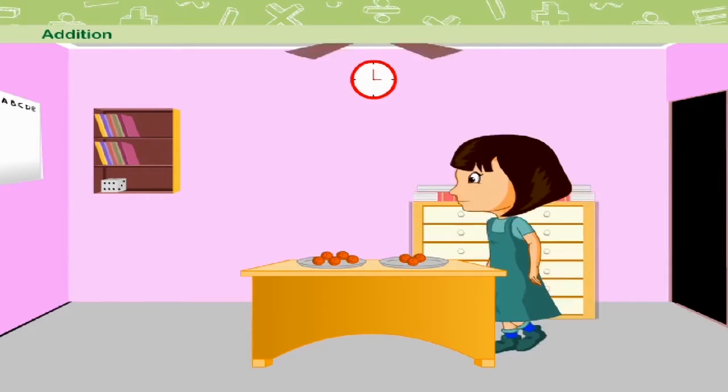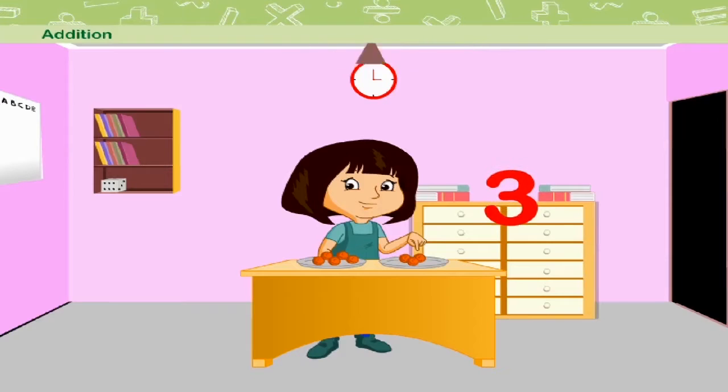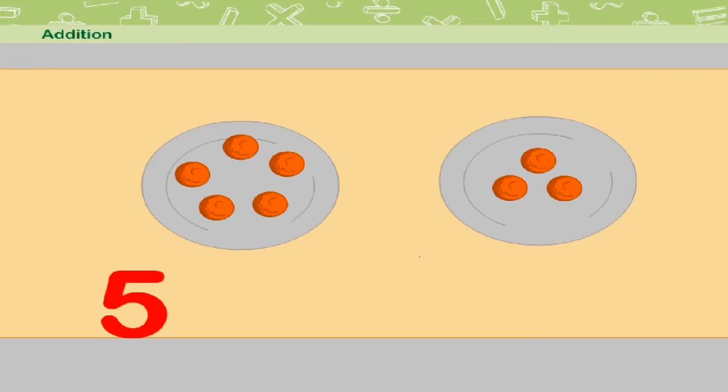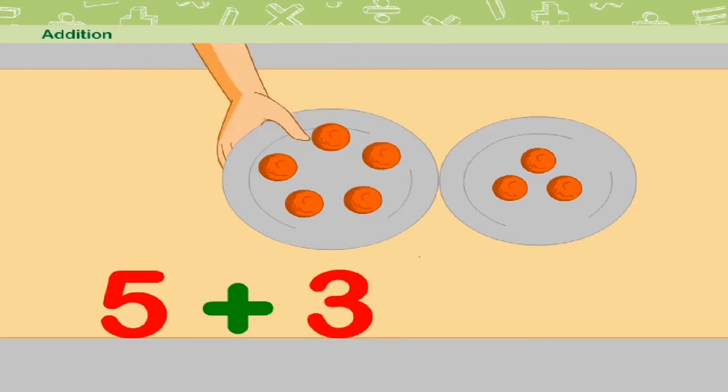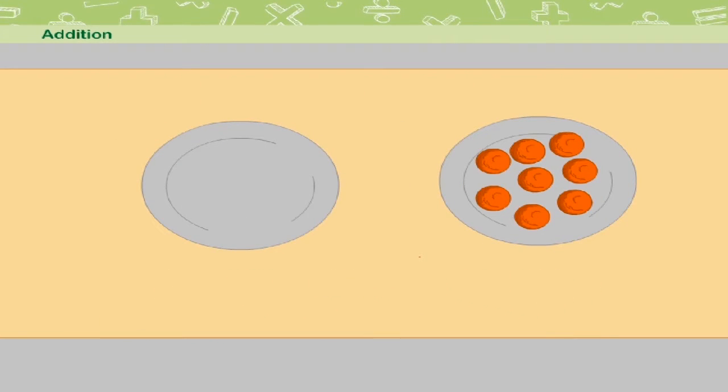Addition. Mary has 2 plates of laddus. One plate has 5 laddus. The other plate has 3 laddus. Mary wants to know the total number of laddus she has. She adds 5 plus 3 and gets 8. Mary has in all 8 laddus.